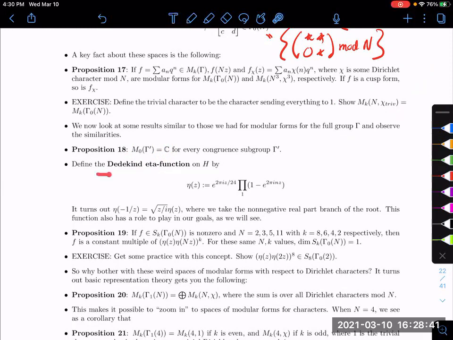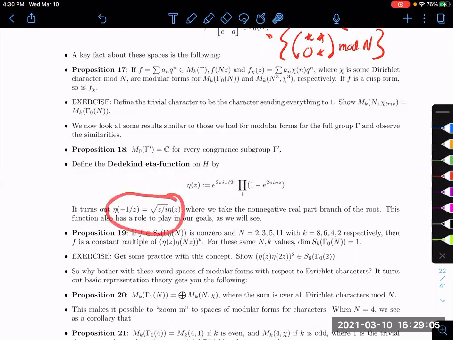Remember this function that I brought up last time? I probably should have waited to bring it up until now, but there's this Dedekind eta function on the upper half plane. It's given by eta of z is e to the 2 pi i z, which is like q over 24, so it's like q to the 1/24th. And then it's this infinite product, 1 minus e to the 2 pi i n z.